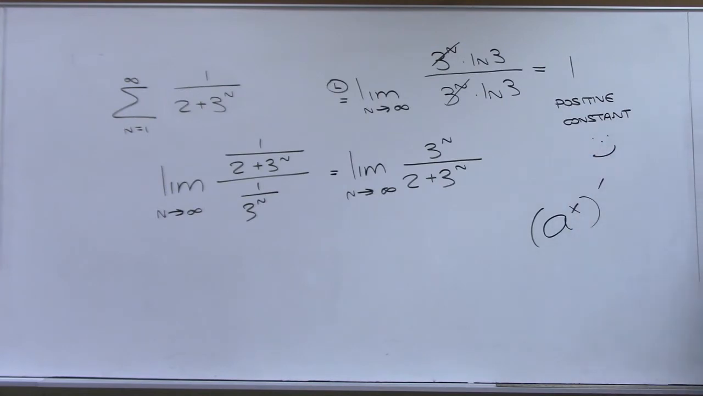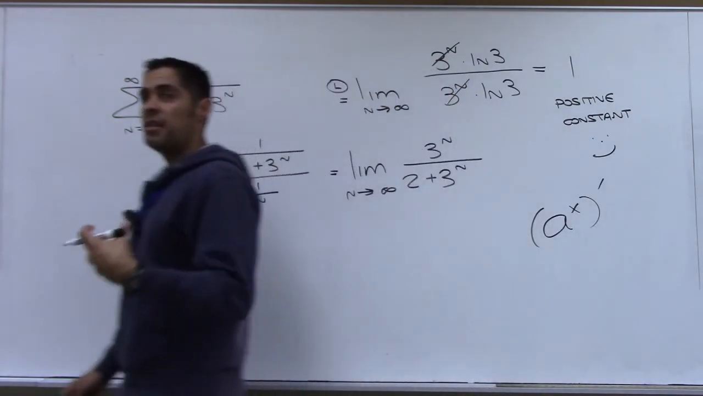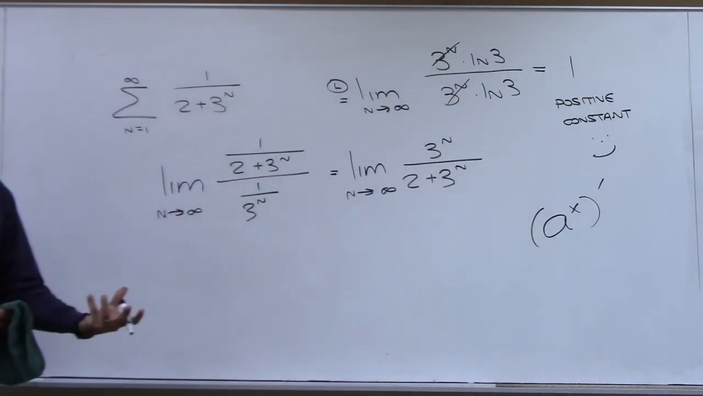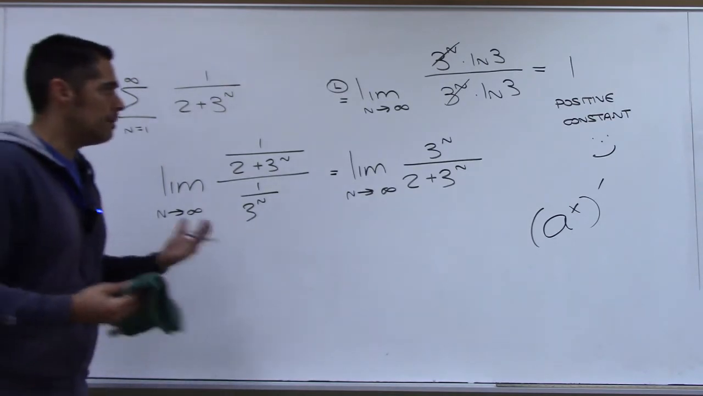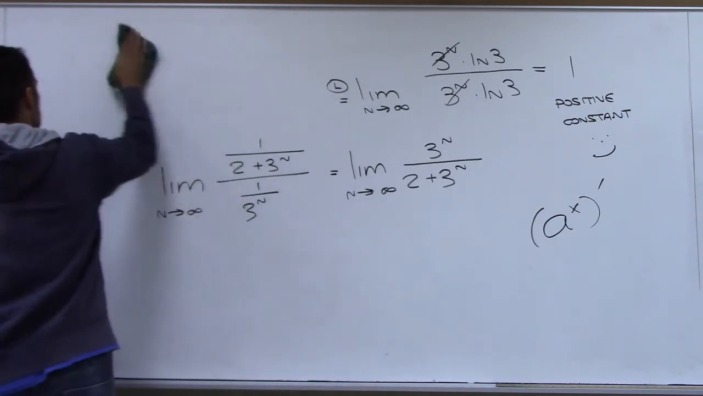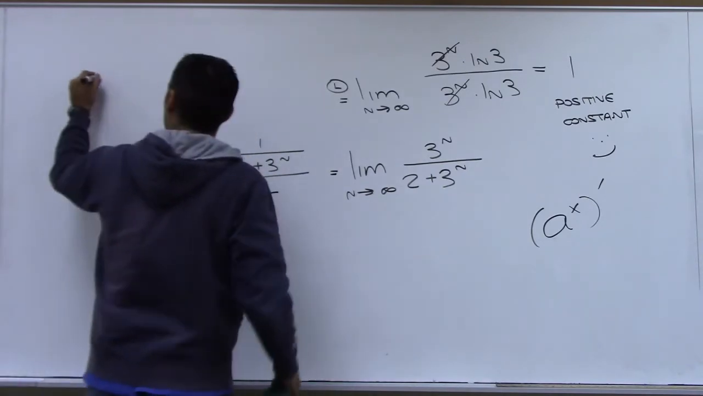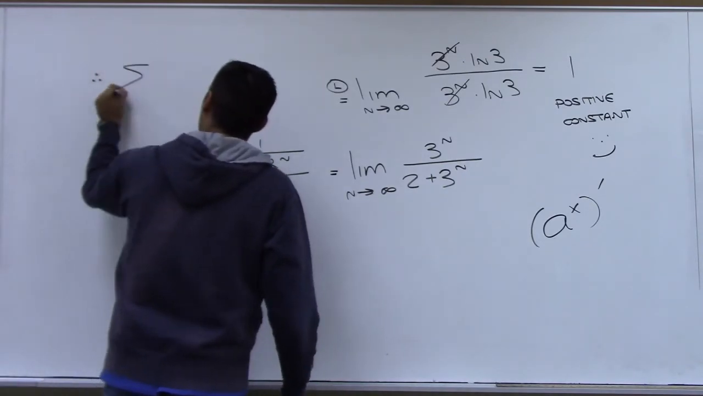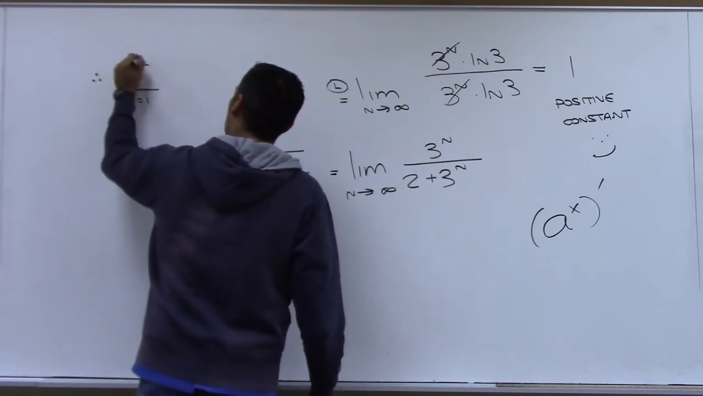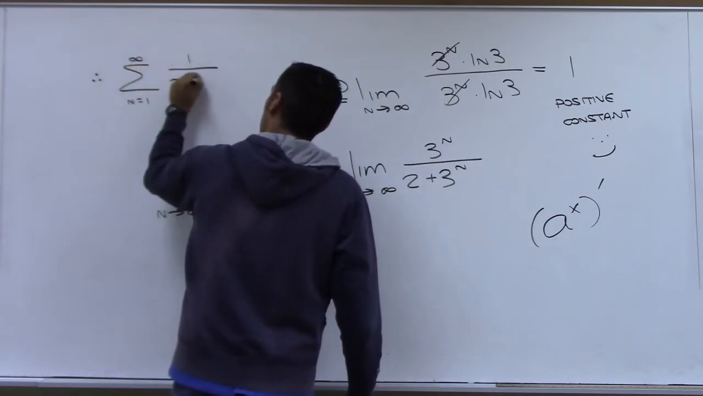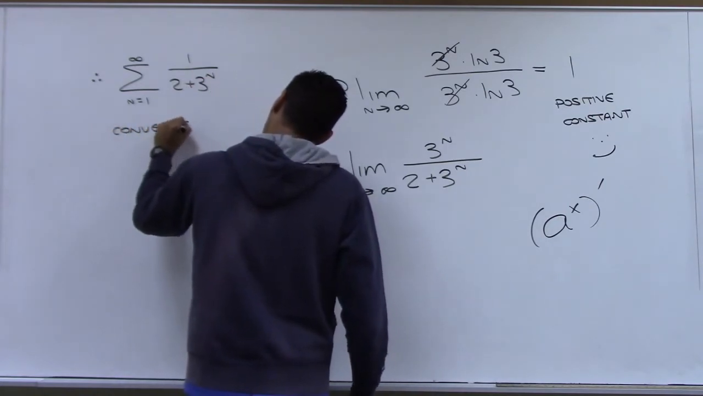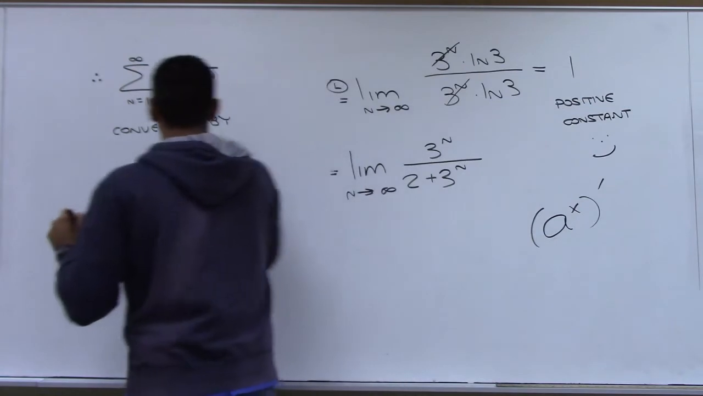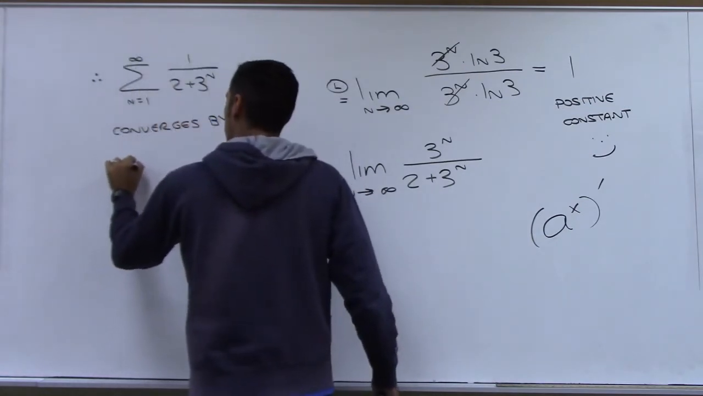That means we're happy. Because that means that whatever the series we compared it to does, our series does. Understand? So I'm going to draw my conclusion now. Therefore, our series, the sum from n equals 1 to infinity of 1 over 2 plus 3 to the n, converges by the what? Limit comparison test.